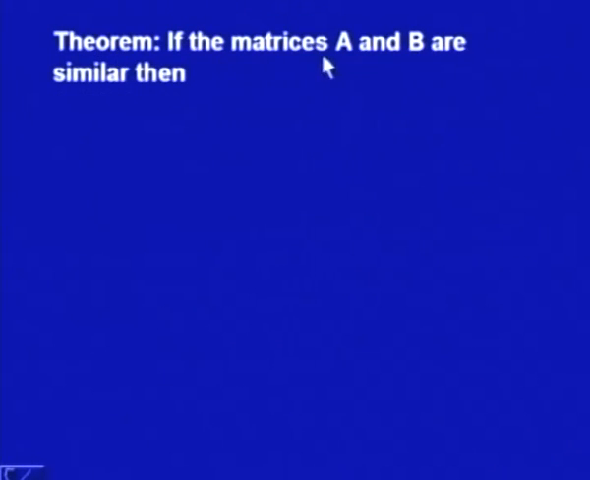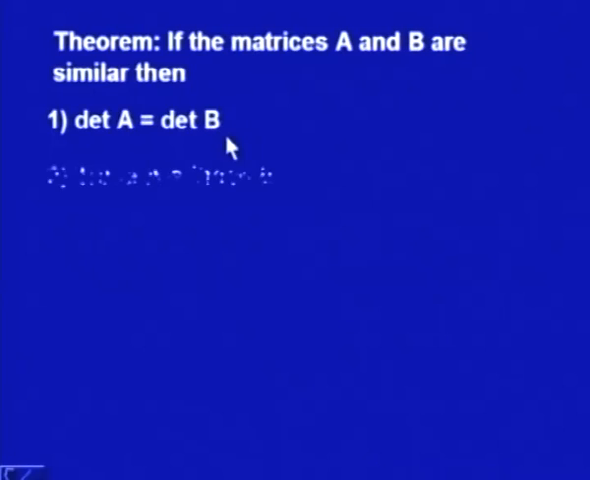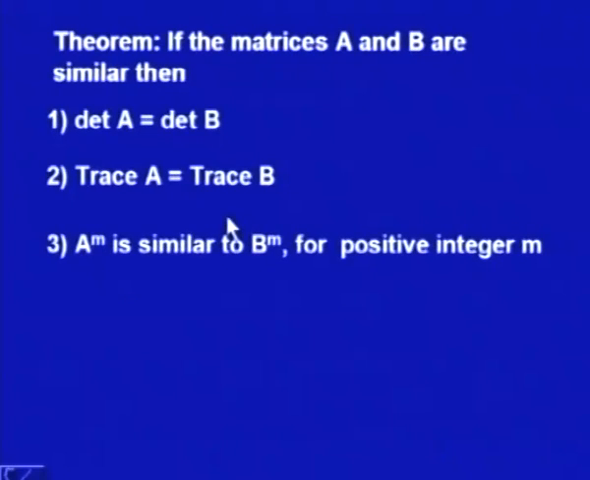Now, if the matrices A and B are similar, then we can prove that the determinant of A is equal to the determinant of B, or we can say similar matrices have the same determinants. Not only this, but the trace of A and the trace of B are also equal. Further, if A and B are similar, then A^m and B^m will also be similar for any positive integer m.